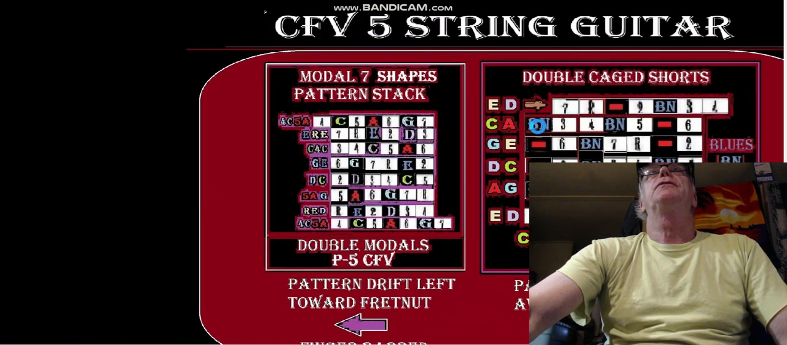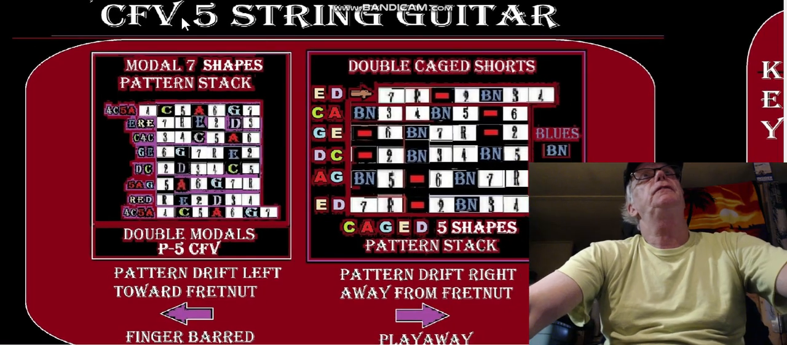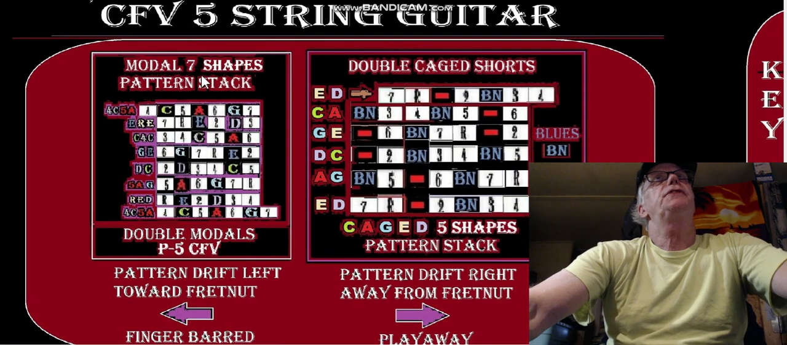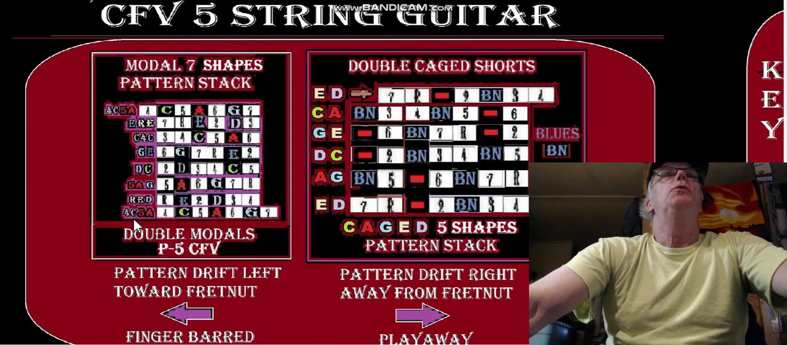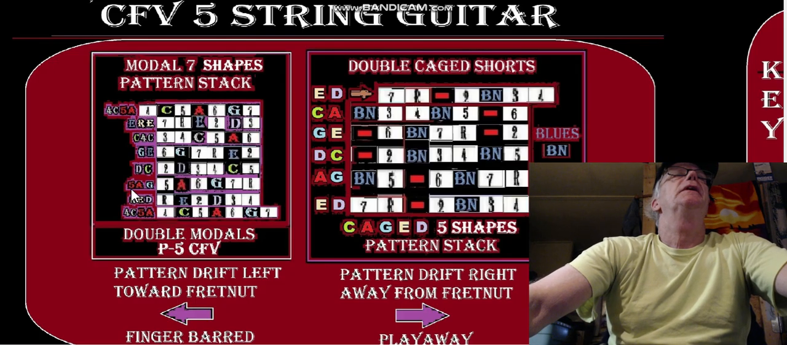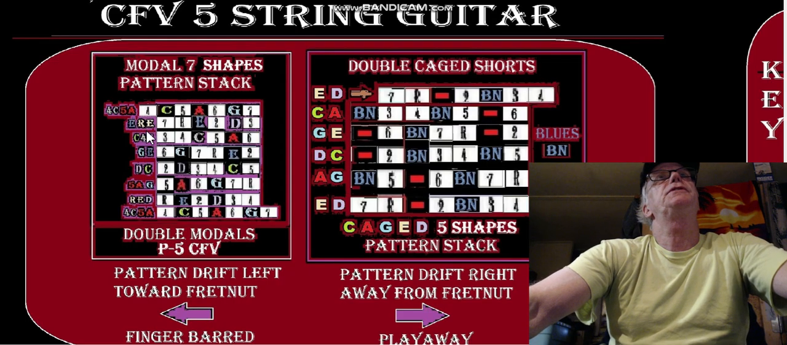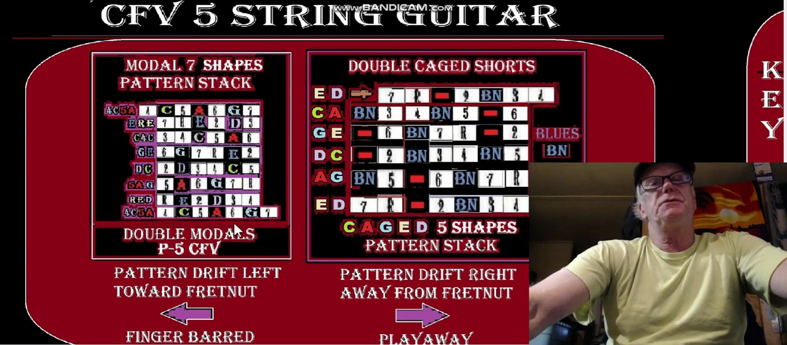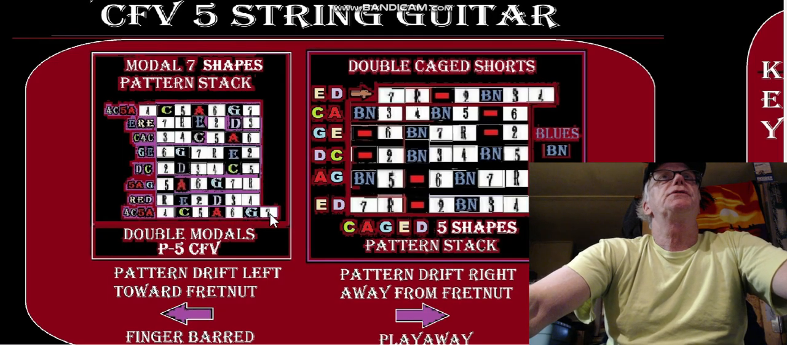Here is for cello, fiddle, violin, the Modal 7 Shapes pattern stack without the dashes. What are these guys? 4C5A, RED, okay, 5AG, DC, GE, C4C, ERE, and 4C5A. These are just the names, the tags, kind of the headers on those string shapes. We have an extra long string shape here. When you play this pattern, it goes to the left.